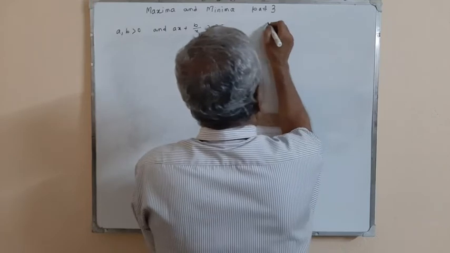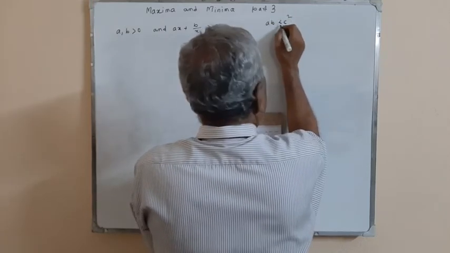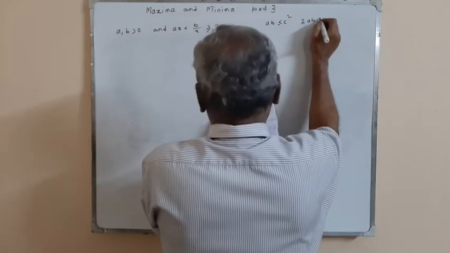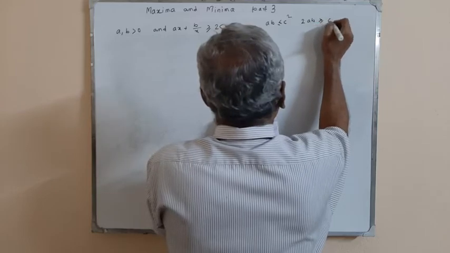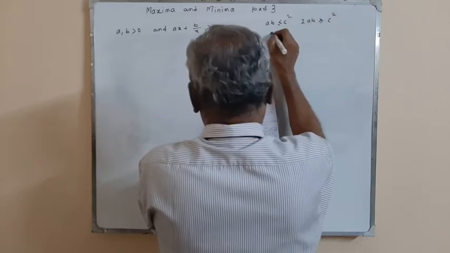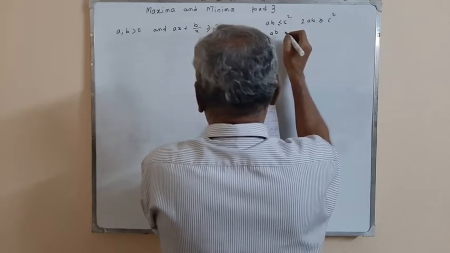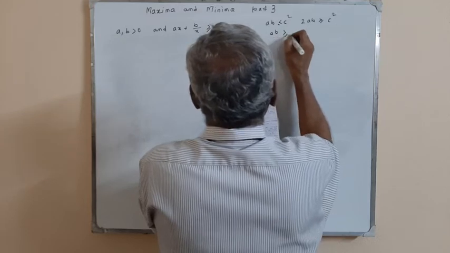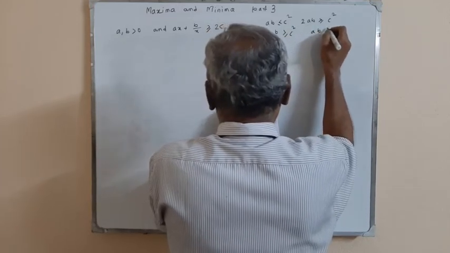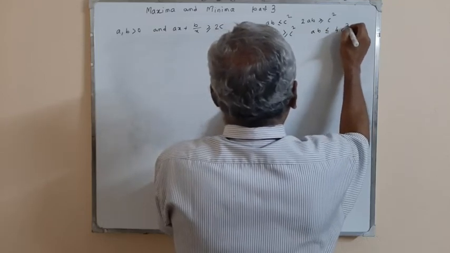Options: AB less than C square; 2AB is greater than or equal to C square; AB greater than or equal to C square; AB is less than or equal to 4C square.